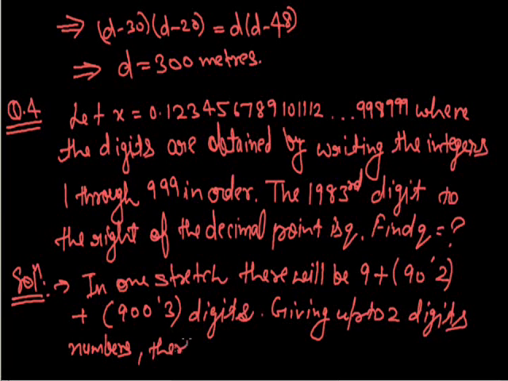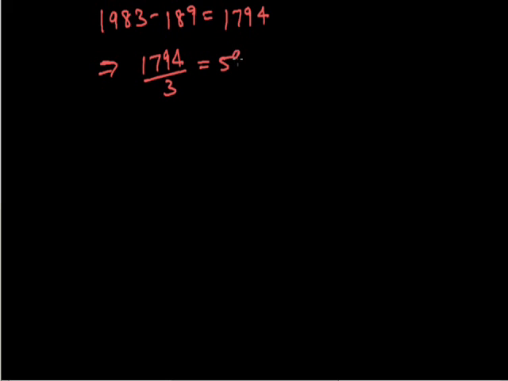there will be 189 digits. So 1983 minus 189 is equal to 1794. So we have to find the 1794th digit after two digit numbers. That would be given by 1794 upon 3, that is the 598th number.